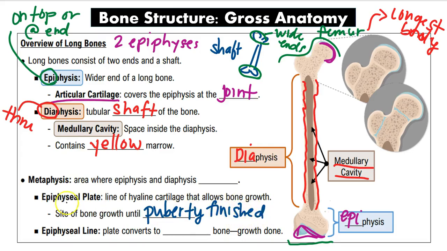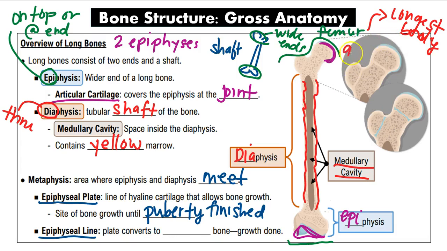So you can say until puberty is finished. So the area where the epiphyses and diaphyses are going to meet is usually called the epiphyseal plate or the epiphyseal line. And you'll notice what those lines are based on the age of the actual patient that you see on different x-rays.